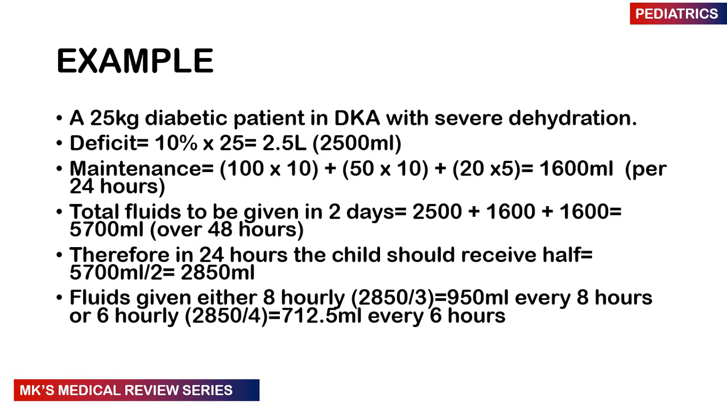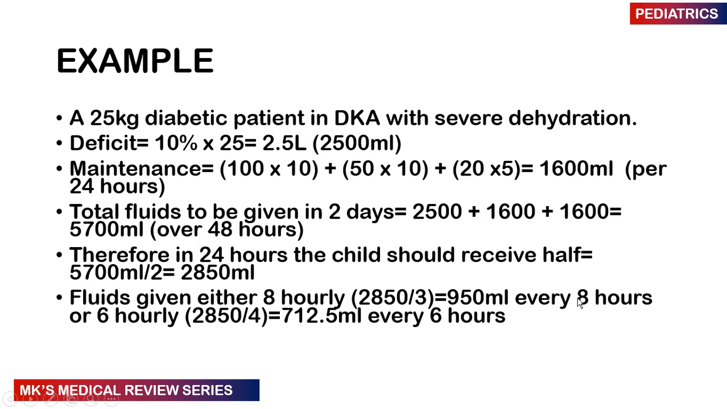Then now, remember, we're not going to be giving this again over 24 hours, but we want to now give it into a smaller portion. We give it every 8 hourly or every 6 hours. So if we're giving 2,850 in 24 hours, how much will we give in 8 hours? You simply just divide this by 3. So you get 950 mils every 8 hours.